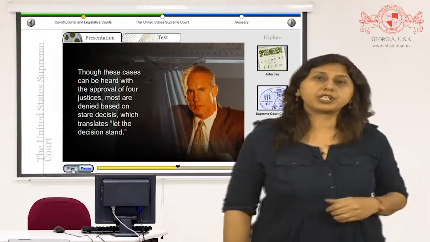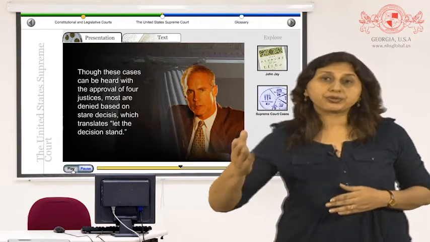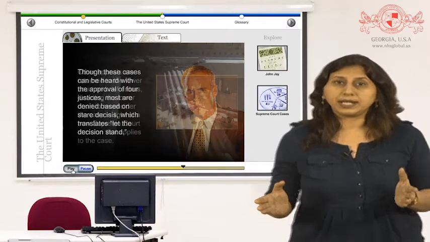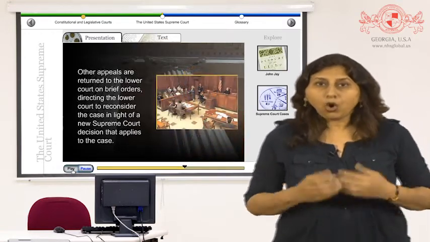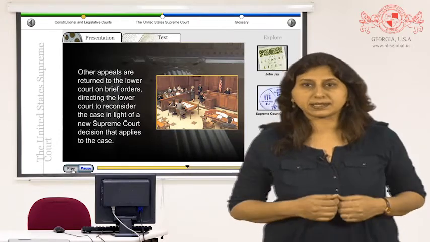Other appeals are returned to the lower court on brief orders, directing the lower court to reconsider the case in light of a new Supreme Court decision that applies to the case. All 9 justices preside over accepted appellate cases.